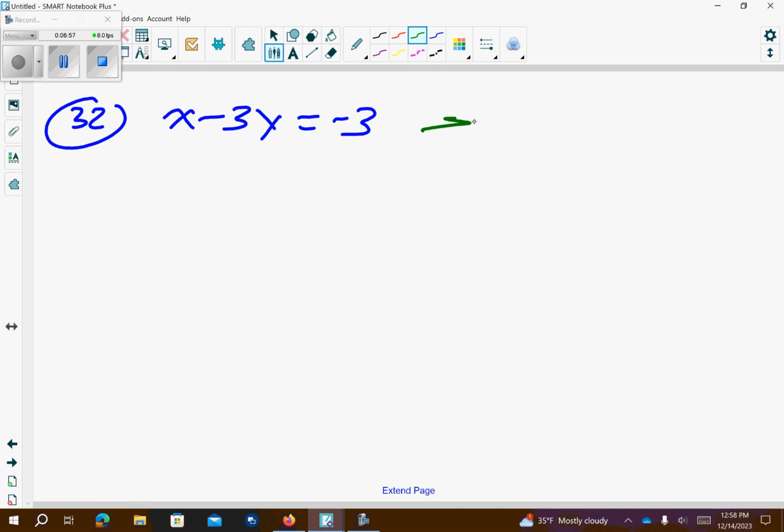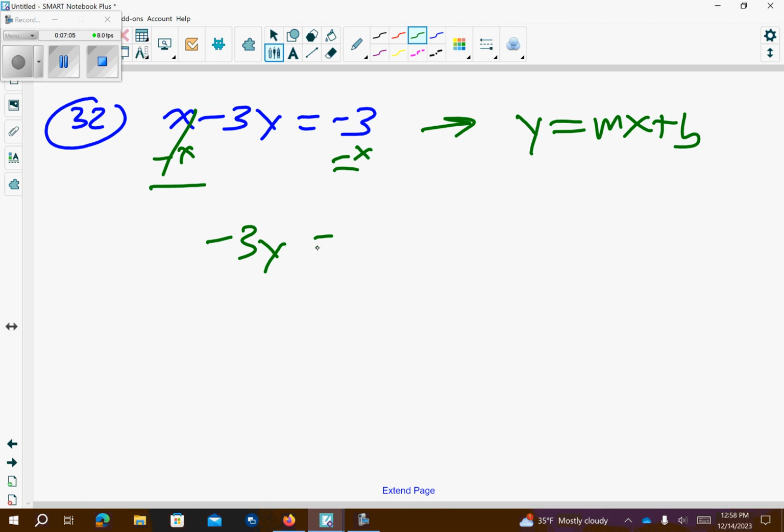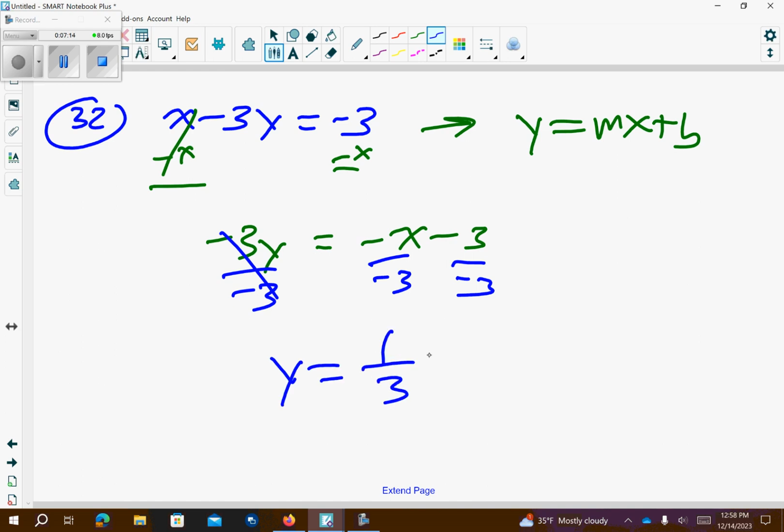32. Rewrite in slope-intercept form. Remember, this is slope-intercept form. So I want y by itself. So I'm going to subtract x. Those cancel, so negative 3y equals negative x minus 3. Divide everything by negative 3. Those cancel, so y equals 1/3 x plus 1. So figure out which one that works for.